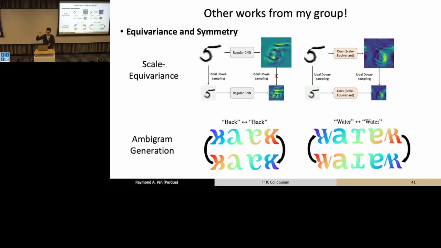Regarding symmetry, I also have this very exciting work in collaboration with Rana on ambiguous generation. This is just generating words that you can read after rotation. So this is the word "back", and if you rotate it, it still reads like "back". And here's another example for "water". These are just fun things. I can't make this into the talk, but I'll put it here.